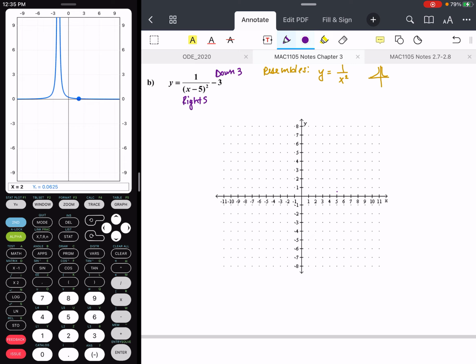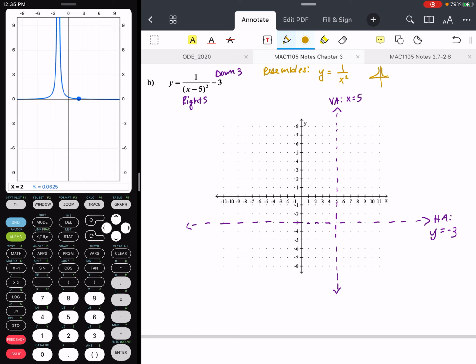So to the right 5, here's my vertical asymptote. So there's my vertical asymptote, x equals 5. And then my horizontal asymptote going down 3 puts me at y equals negative 3. All right, let me just redraw that portion. It looks a little weird. Okay, so I've got my new kind of fake origin here at 5, negative 3.